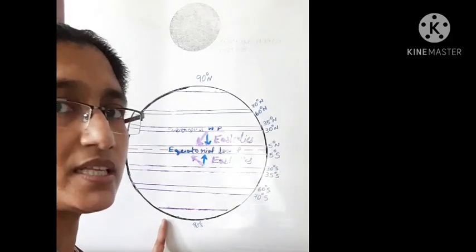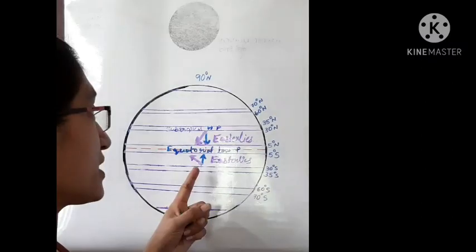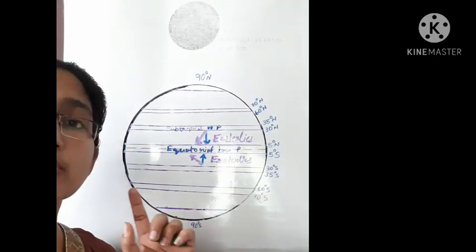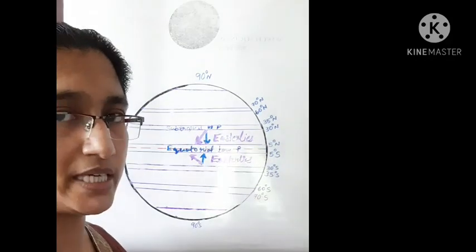So these winds are always permanent in nature. They blow from the subtropical high pressure belt to the equatorial low pressure belt, and they show a uniform velocity throughout the year.